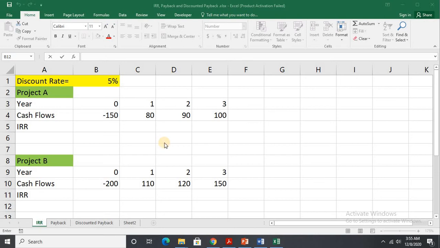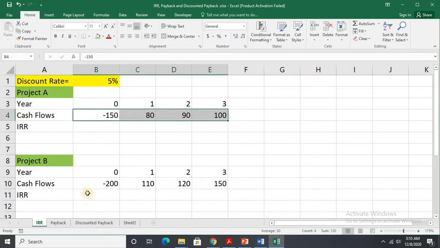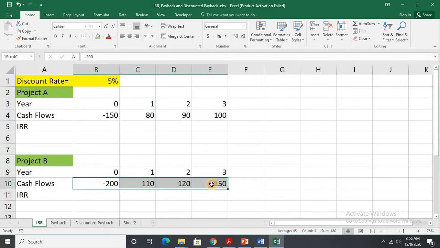Hello everyone, in this lecture I will show you how to calculate IRR, payback and discounted payback. Let's start with IRR. Over here we have two projects, project A and project B. These are the cash flows of project A and these are the cash flows of project B. So let's do it for project A.